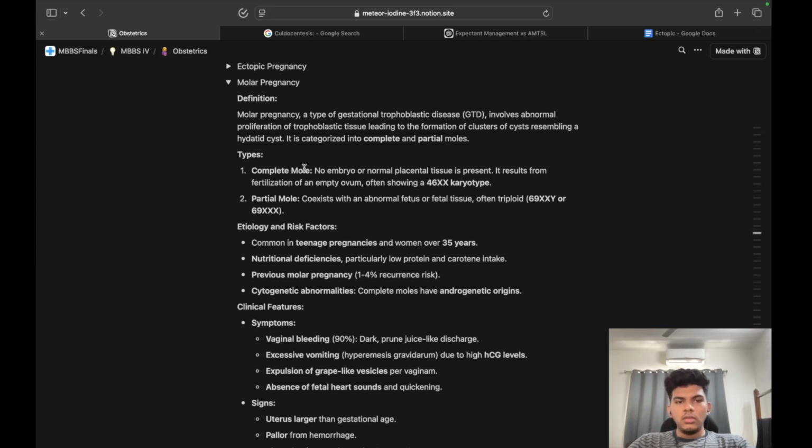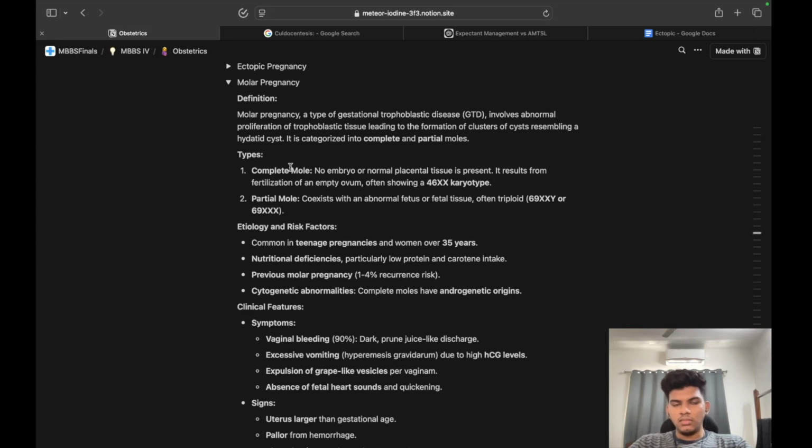Complete mole: no embryo or normal placental tissue is present. None of this. It results from fertilization of an empty ovum, often showing a 46XX karyotype. So, fertilization of an empty ovum. But in the case of partial mole, it coexists with an abnormal fetus or fetal tissue, often triploid, 69XXY or 69XXX.